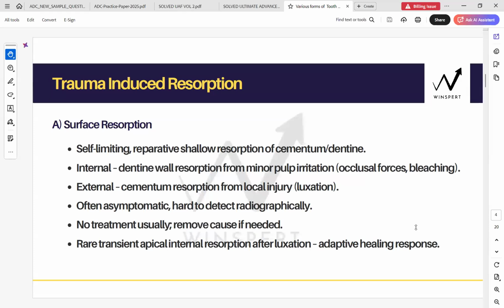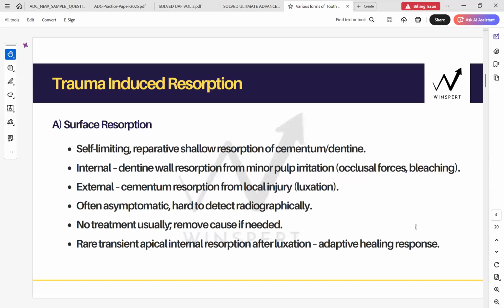Clear for everyone? So yes, surface kinds: self-limiting, transient, and internal and external kinds. And when it is an occlusal problem, what can you do? You can just do the occlusal adjustments. That is enough for your management. Clear for everyone? Meenakshi, got it? So when it is occlusion induced, you will check for occlusal adjustments and reduce the mechanical trauma.